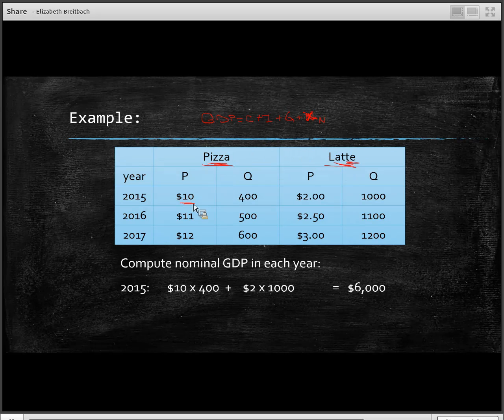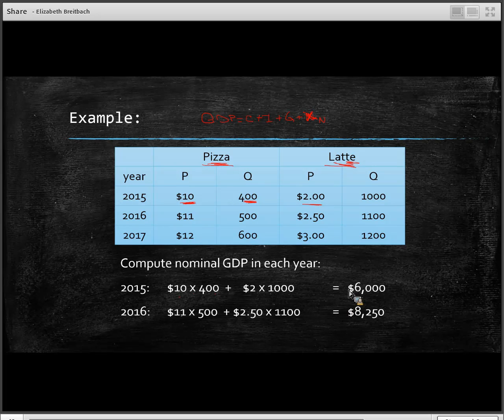And so again, each good is valued at their market value. And so pizza costs $10 in 2015 and a latte costs $2. And so what we do is we take $10 times that 400. So $10 per pizza times the 400 pizzas will give us the market value of all pizza produced within the borders of this nation this year. And then here we have the lattes. We have $2 times 1,000. This gives us a total of $6,000. So GDP this year, or in 2015, was $6,000.